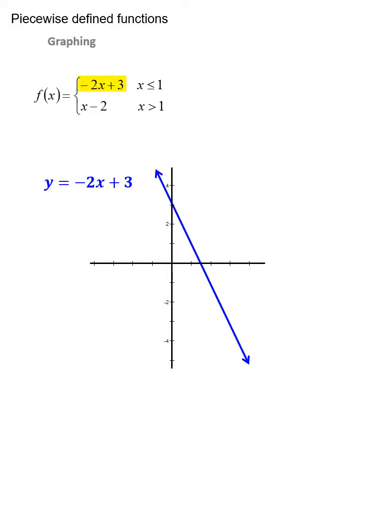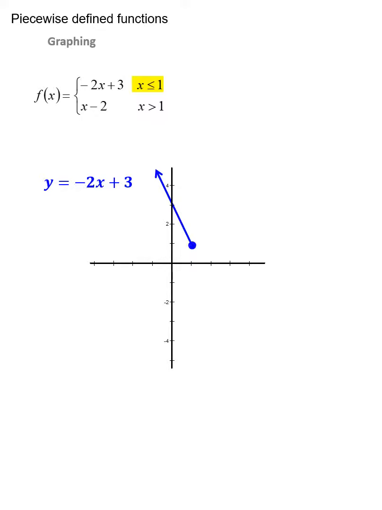Now, according to the piecewise defined function, I'm only supposed to keep those points for which the x value is less than or equal to 1. Well, out of all the points on this line, if I'm only supposed to keep those points whose x coordinate is less than or equal to 1, then I'm going to have to erase part of this line. Notice I've erased part of the line, but I've kept all points whose x coordinates are less than or equal to 1.